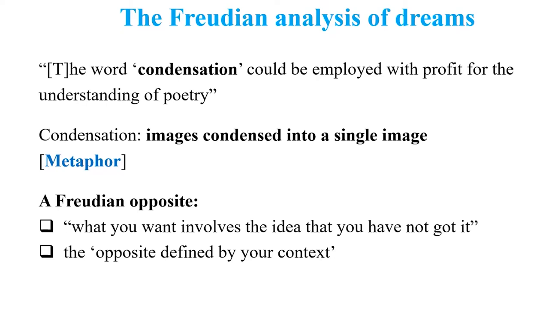It may be encoded as a symbol. It can be in the form of condensation. Condensation, you can easily identify with the figure of speech metaphor, a kind of implicit comparison. When you say simile, simile is explicit, direct. She is like a rose. But when you say she is a rose, it is ambiguous.